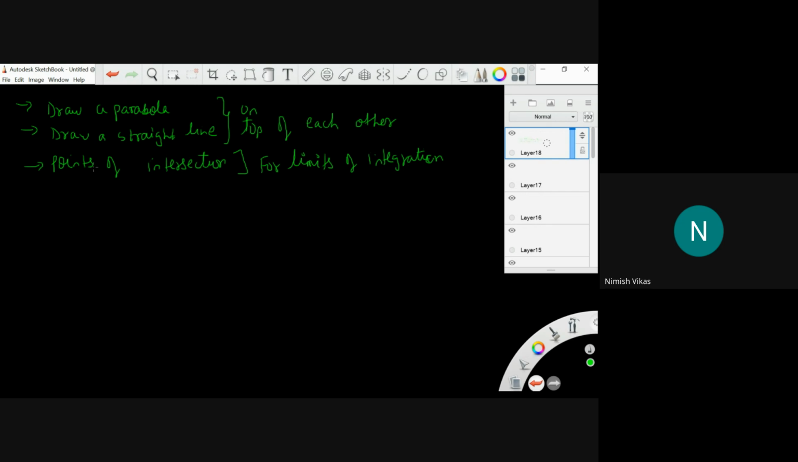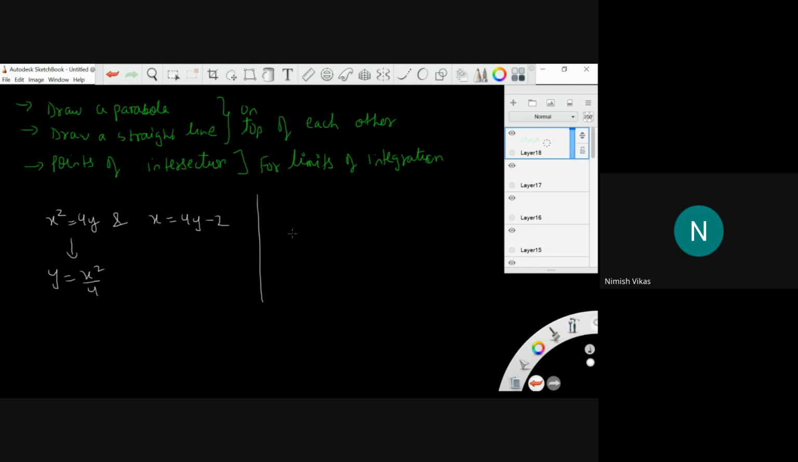So let us say that we have to find the area bounded between x square is equal to 4y and x is equal to 4y minus 2. Now if you see this parabola, it is y is equal to x square by 4.